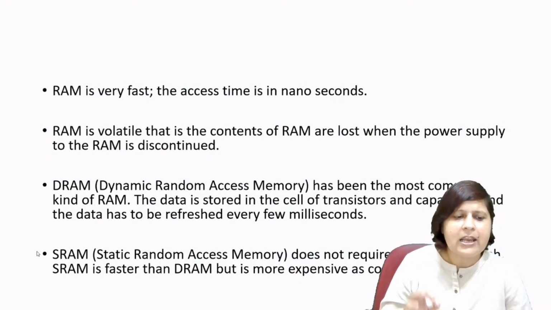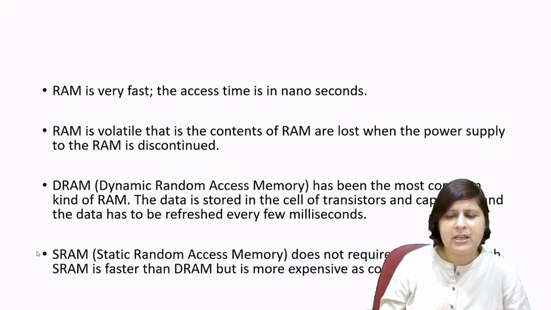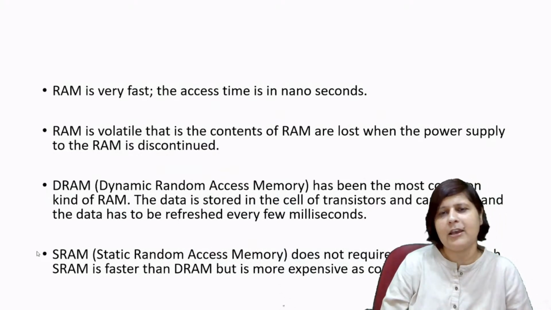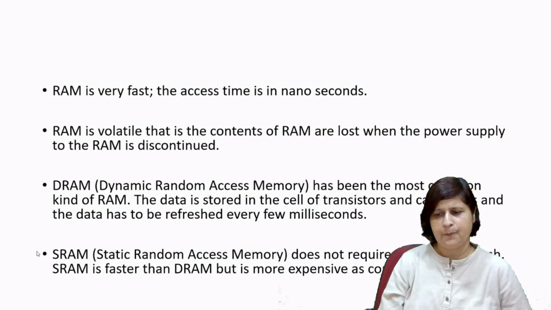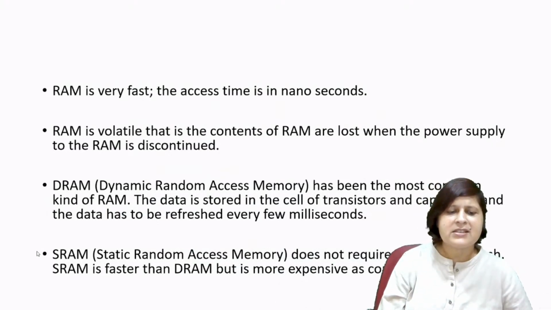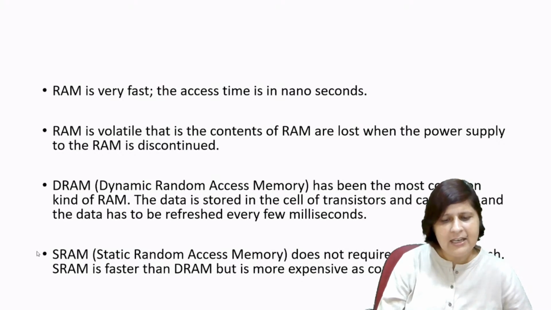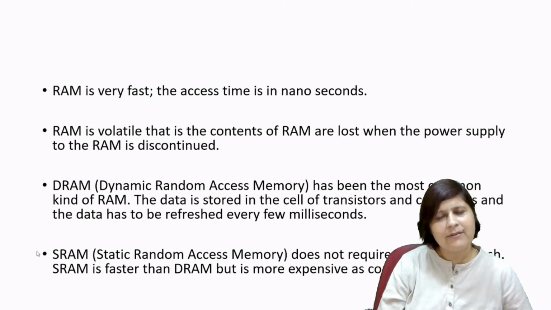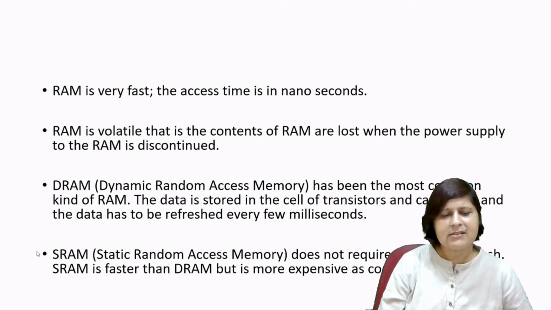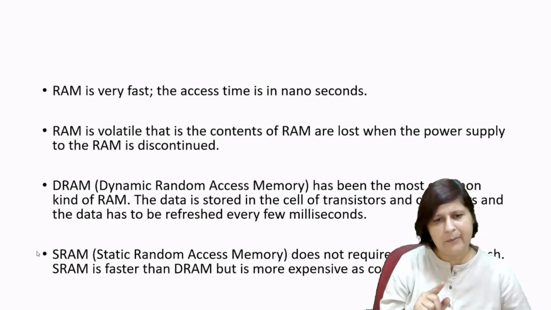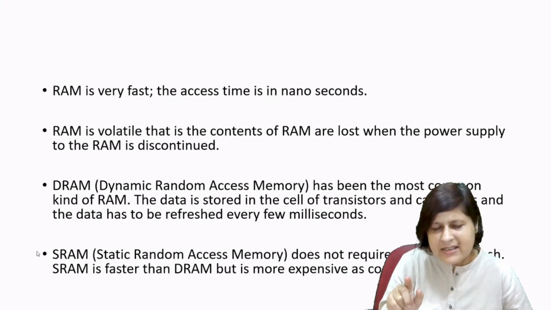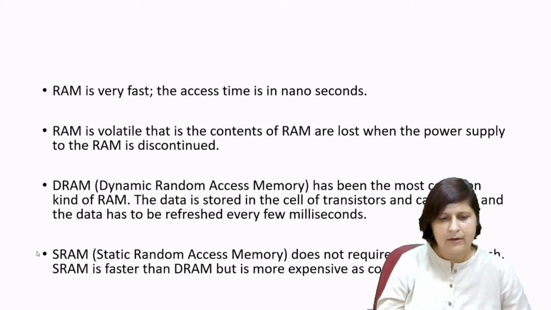Second is SRAM, static random access memory. Static random access memory means it doesn't require any periodic refresh. SRAM is faster than DRAM, but more expensive than DRAM.